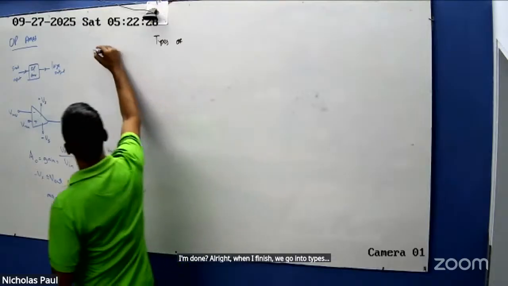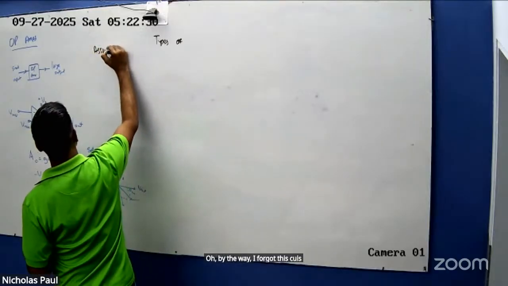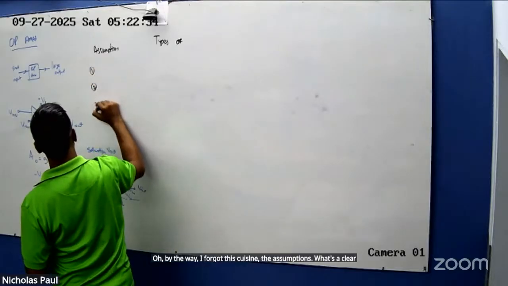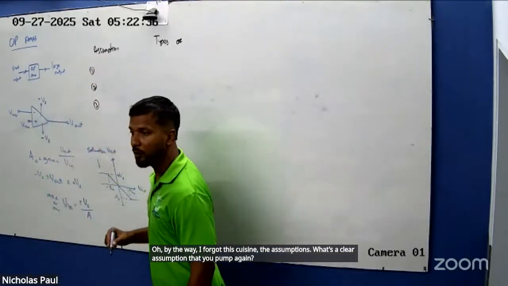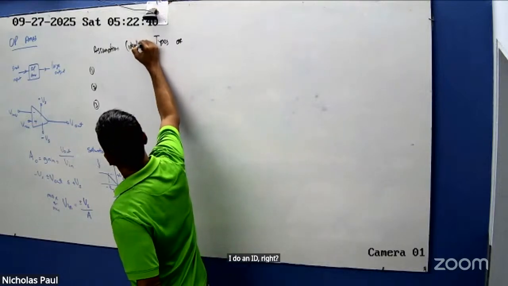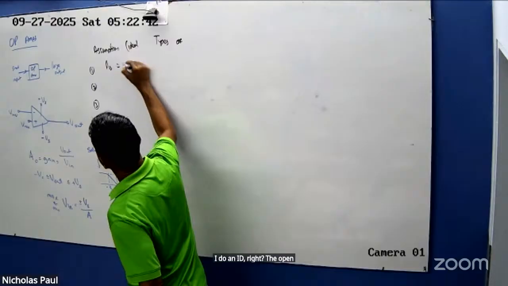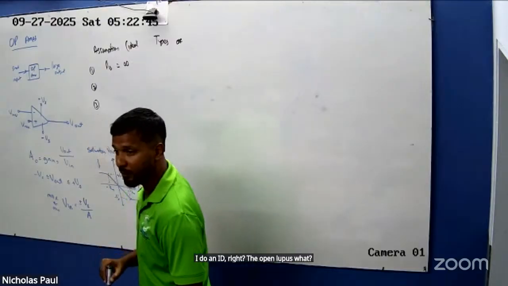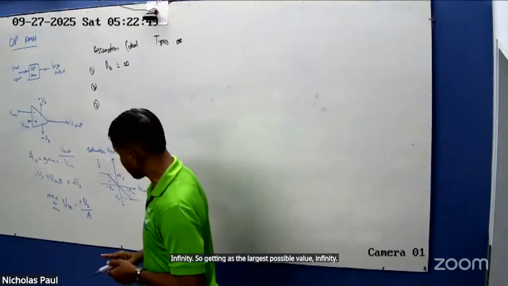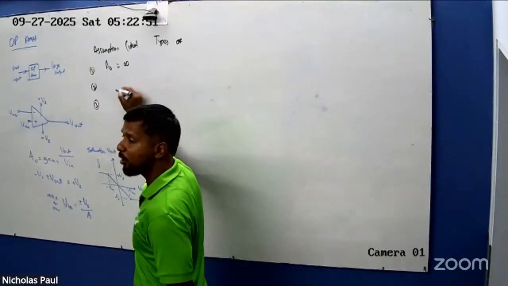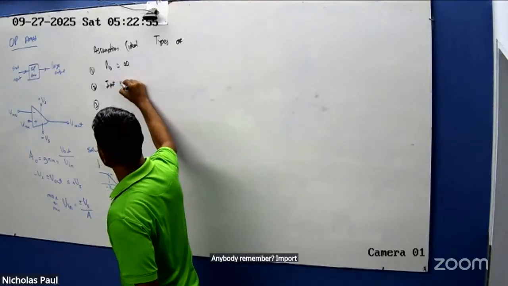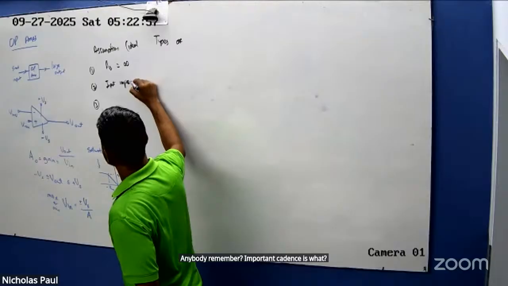Oh, by the way, I forgot to squeeze in the assumptions. What are the three assumptions of the op-amp again? We are doing ideal, right? The open loop gain is what? Infinity. So gain is the largest possible value, infinity. How do they achieve that? Anybody remember? Input impedance is what?